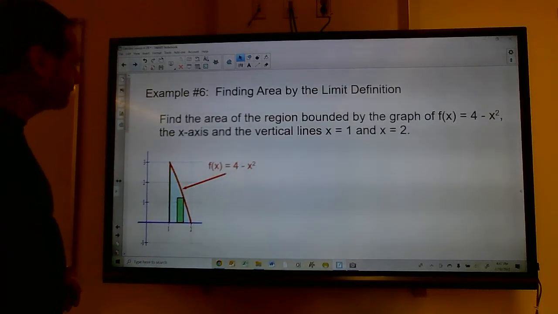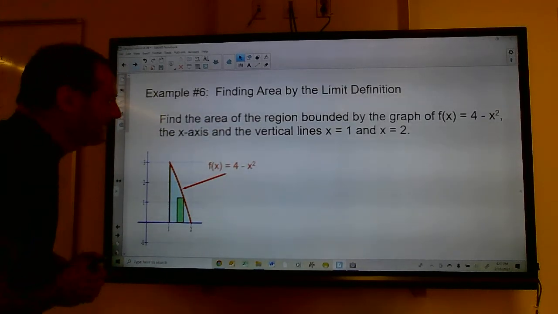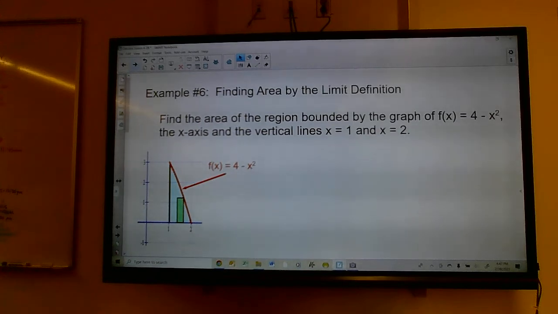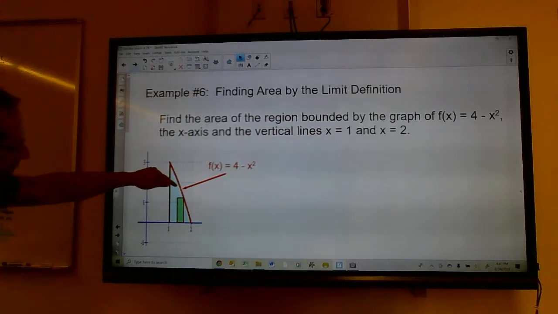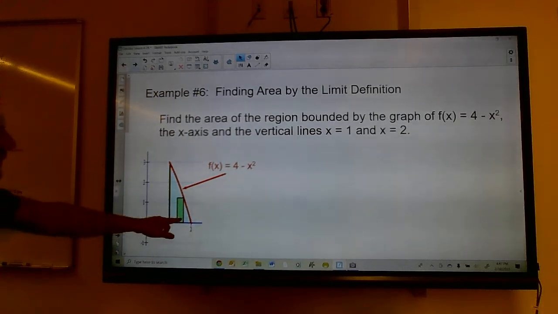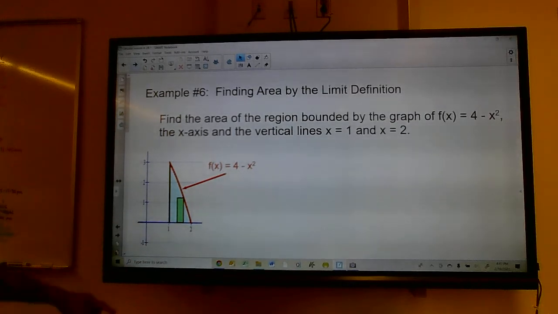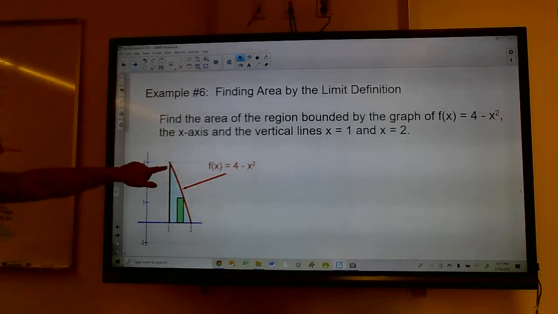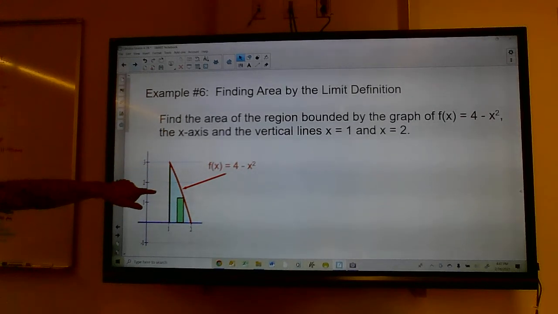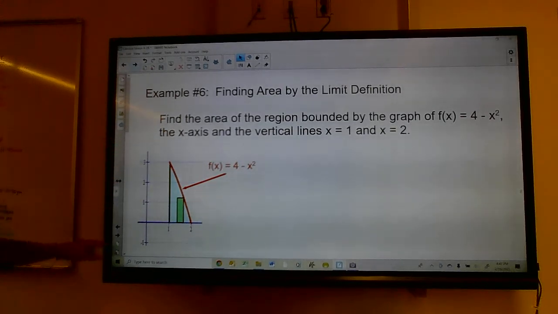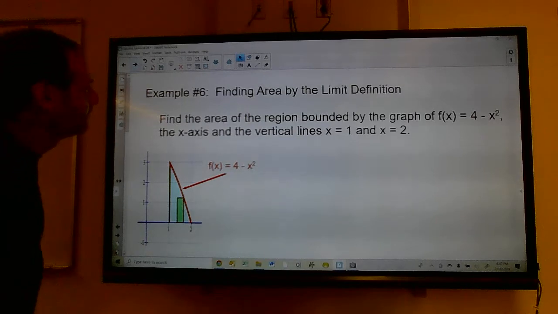So, moving on. Here we're going to find the area by the limit definition again. This time we're going to find the area of the graph under f of x equals 4 minus x squared. So that's this curve right here between 1 and 2 and above the x-axis. Okay, this looks kind of like a line, but it's not really. If you look close, it's actually a curve, and it's going to be an upside-down parabola.